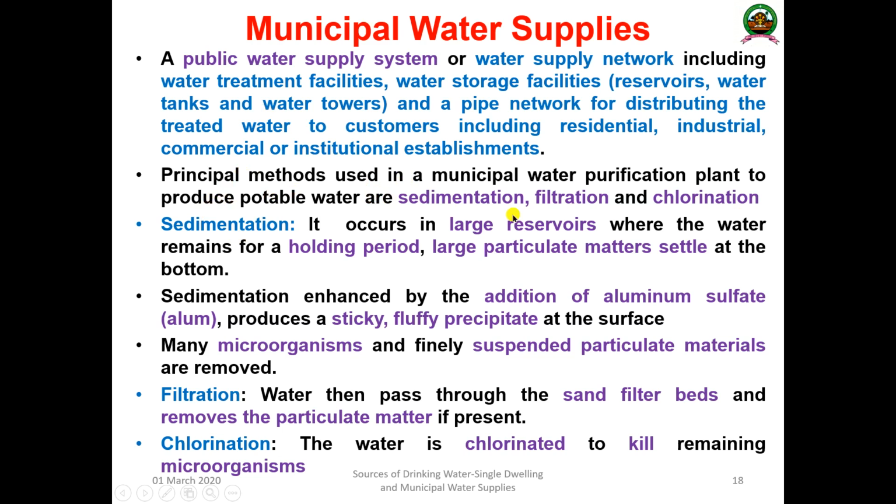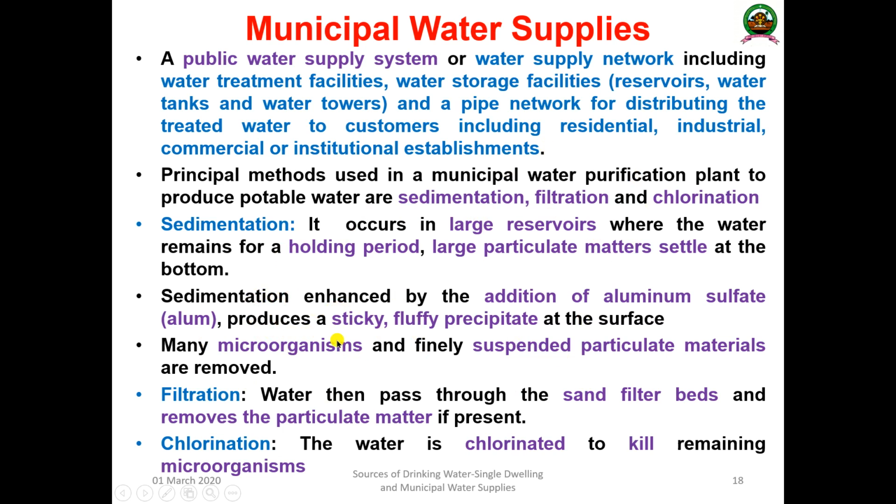The principal methods used for municipal water purification, for potable water, are sedimentation, filtration and chlorination. Sedimentation is the process which occurs in a large reservoir where the water remains for a holding period and the larger particulate material settles at the bottom of that particular reservoir.